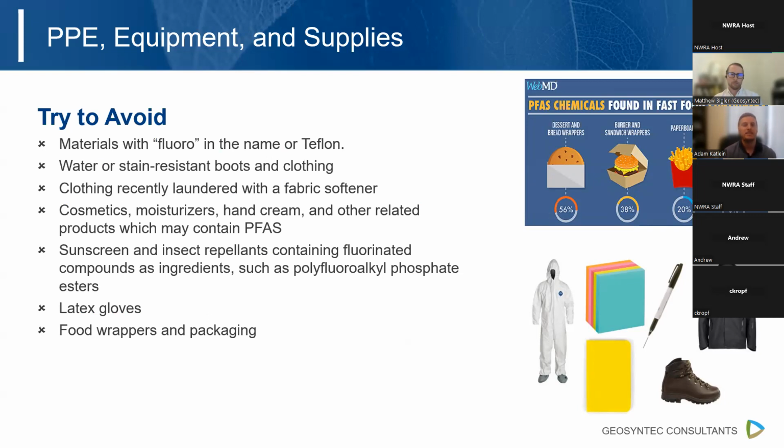It's not a big concern for most of Nevada, but water or stain resistant boots and clothing may contain PFAS as their water repellent. Various cosmetics and moisturizers, and sunscreen is a big one, obviously, for Nevada for the work that we do, may contain PFAS, so you'll want to be aware of that. And then from testing, some food wrappers and packaging may contain PFAS. So again, just want to limit use of that. Next slide.